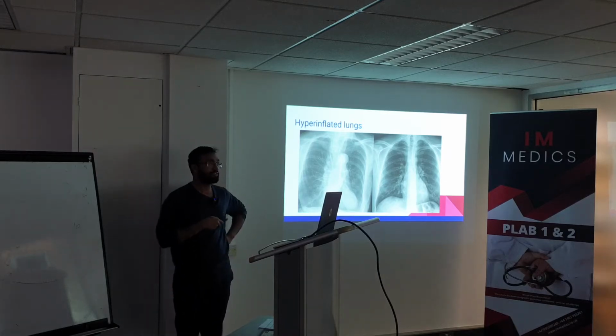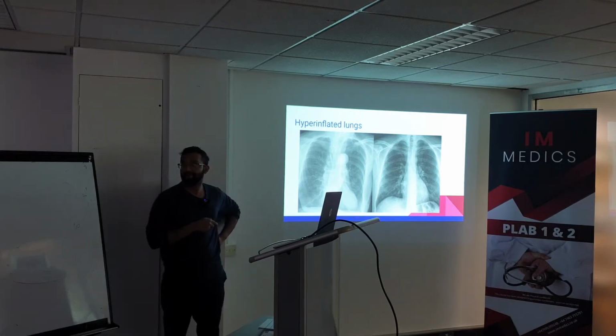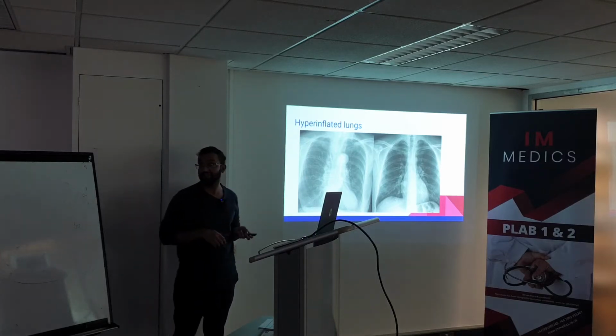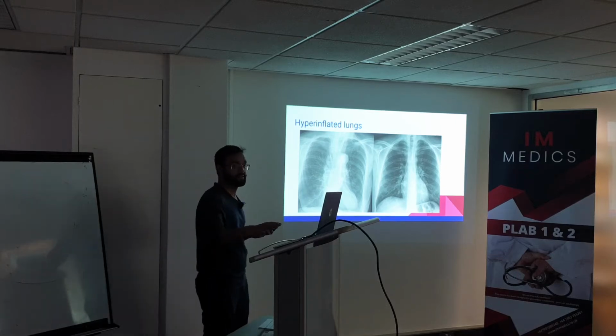And what kind of X-ray do you have here? So this is a common one. Because the diaphragm is flat. Yeah, diaphragm's flat, hyperinflated. You can see the apical area. So this is emphysema. What is emphysema?